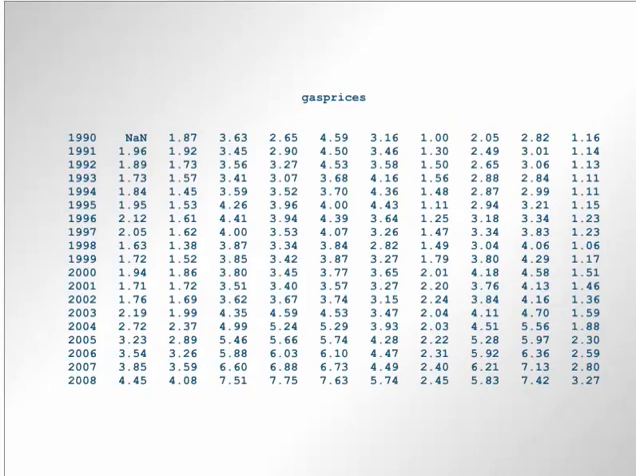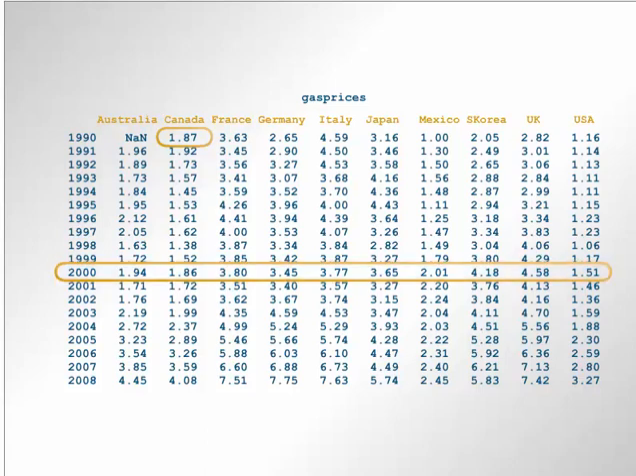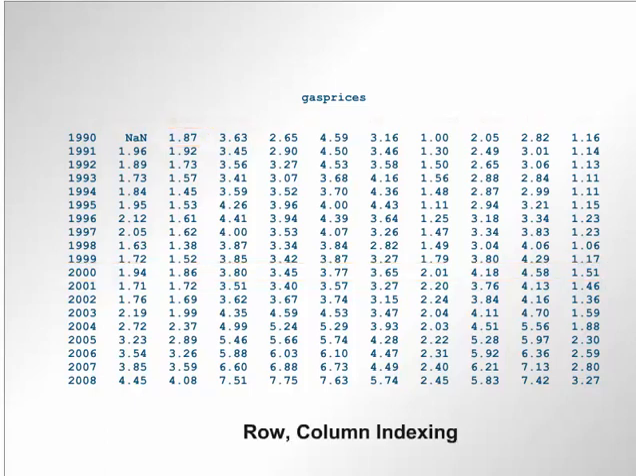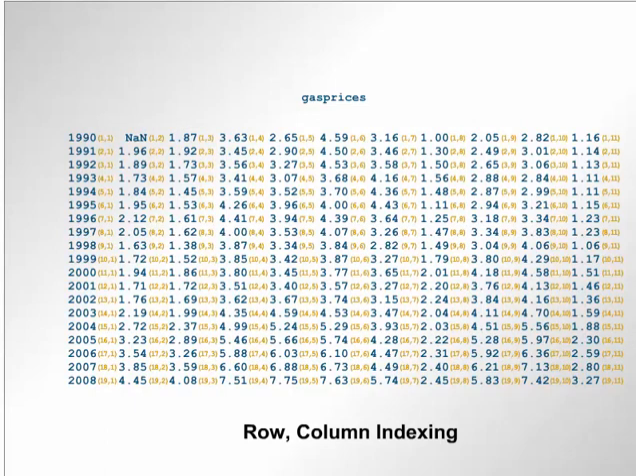Say you need to extract or access relevant information from a MATLAB variable, such as the price of gas in Canada in 1990, or all of the prices recorded for a given year. You can use indexing. The most common method of indexing is row, comma, column, in which each element of a variable is designated by a unique row and column number.